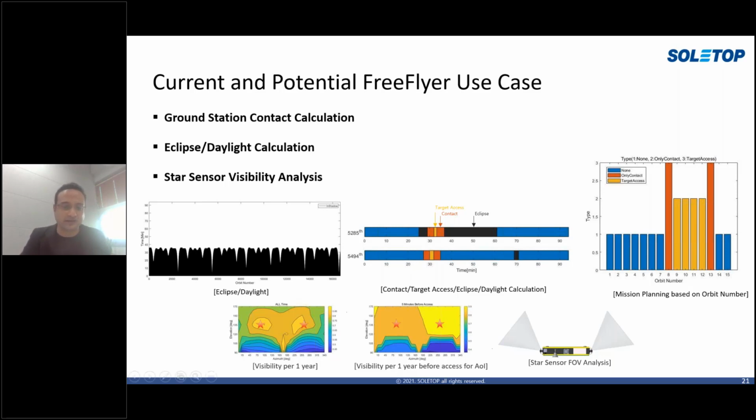You can see different visibility scenarios here. Star sensor FOV, field of view analysis, is also in talks, because star observation is one of the primary research areas in Korea in recent times. So these kinds of applications have been very useful using FreeFlyer.